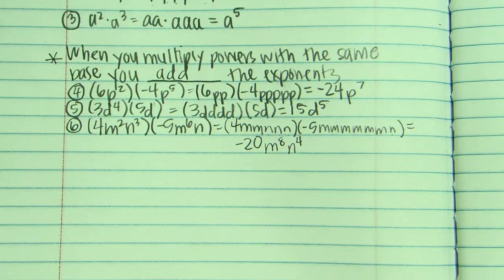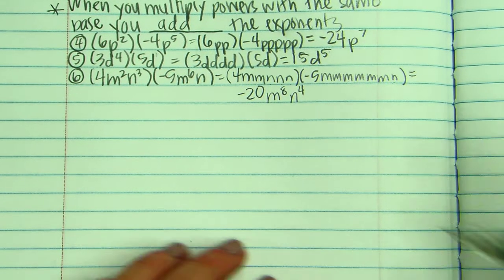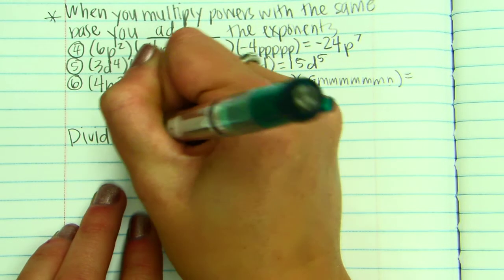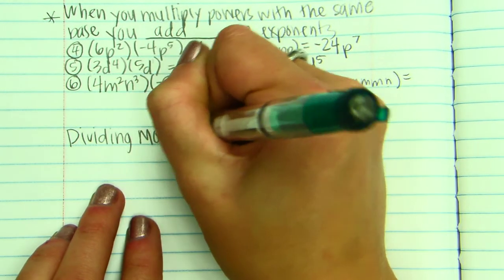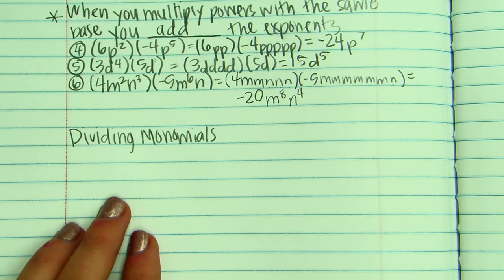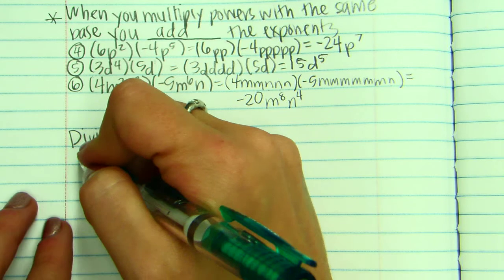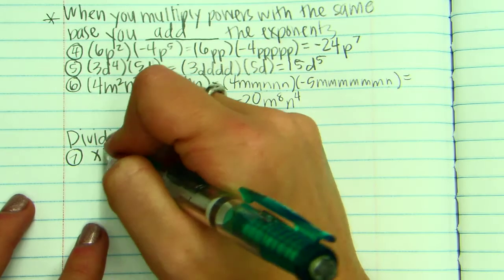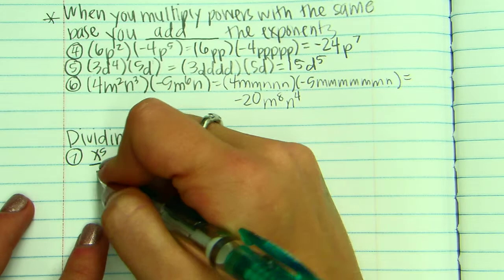Let's go on to dividing monomials. So I'm going to put dividing monomials, and we'll do some examples. For the first one, this will be example 7. We'll do x to the 5th over x to the 2nd.